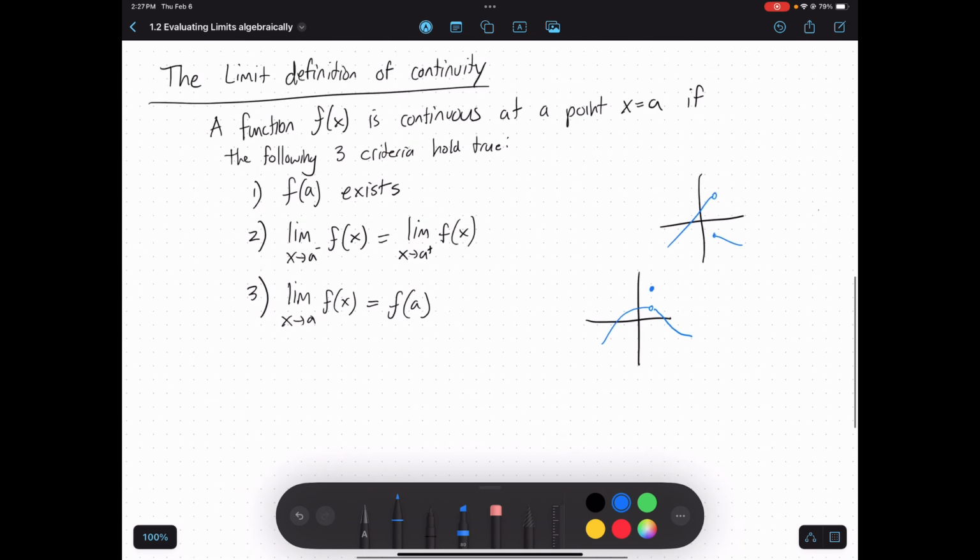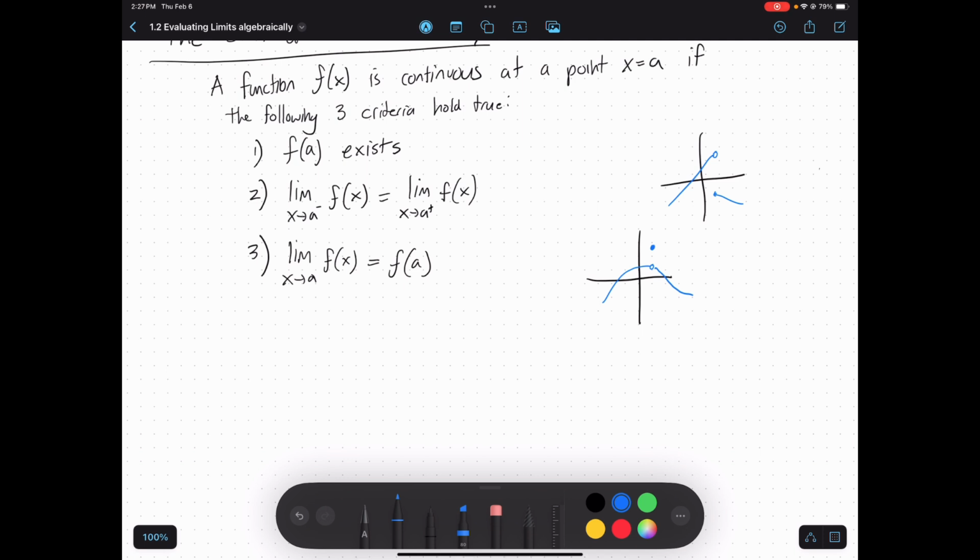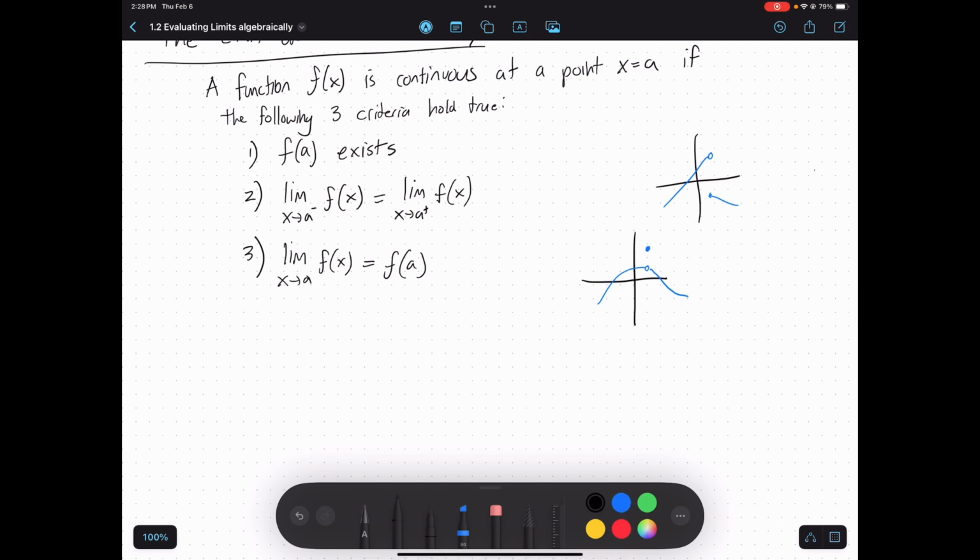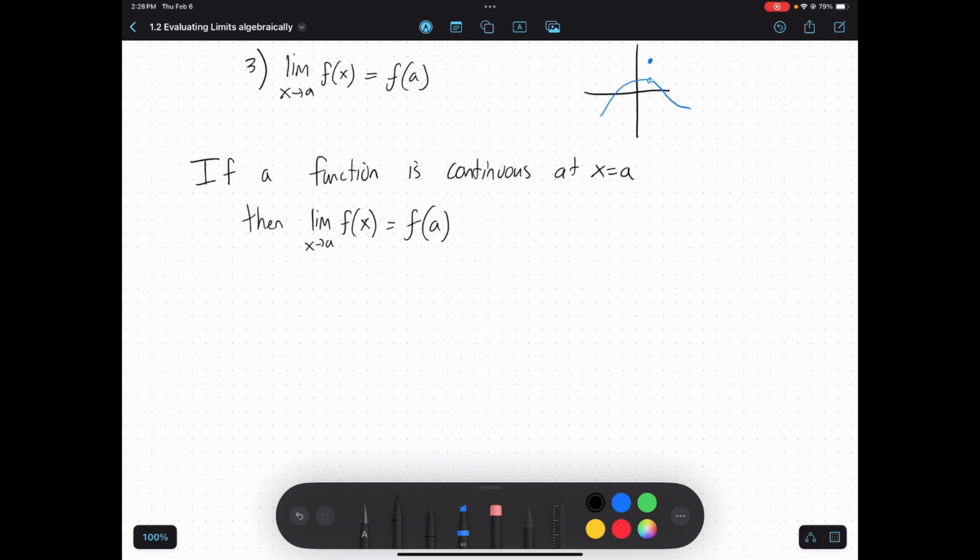So those are my three criteria for a function to be continuous. And as long as a function is continuous, we know that all three of those things will be true. So if a function is continuous at a, then this is the important conclusion we can get from this: the limit as x approaches a of f of x is just equal to the function value, right? You can just plug in that x value. You can plug in whatever x is approaching to get your function value, and then you have your answer.